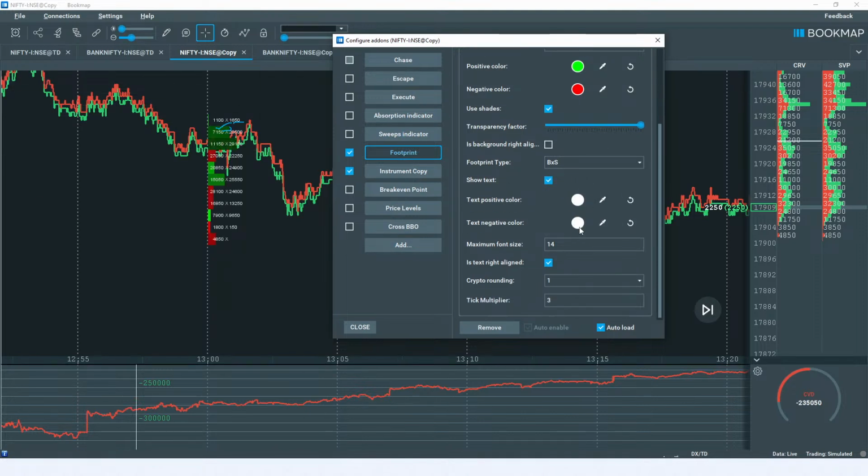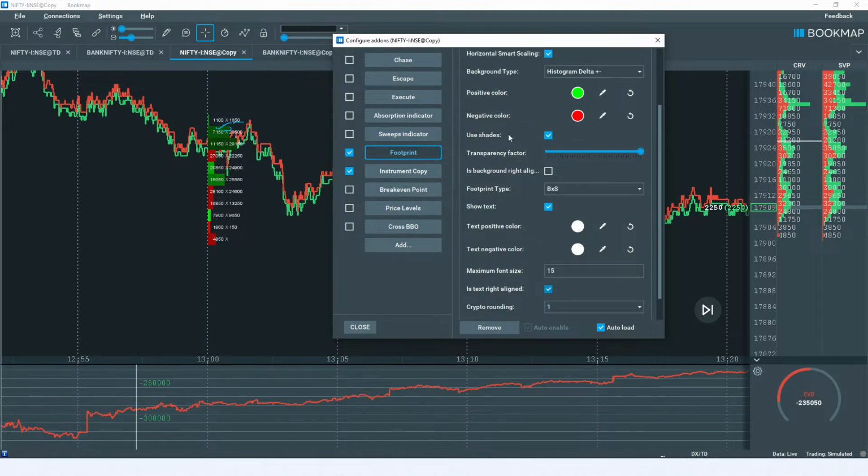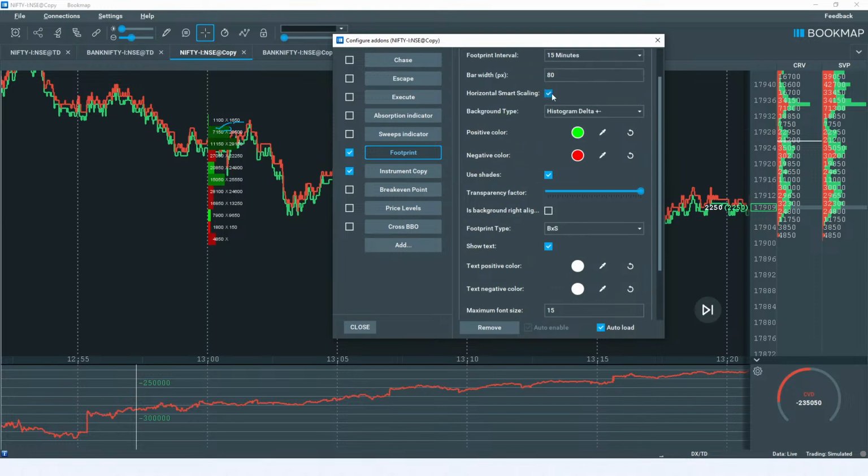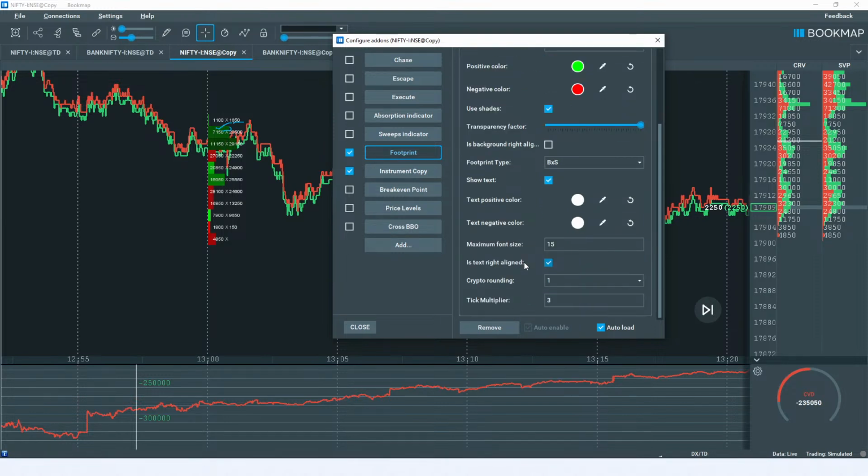If this is clear to you, then the text positive color and negative color you can change, if you intend to do that, here. And the maximum font size is 14. I haven't changed anything; this is the maximum font size. If you increase it, the font size will be increased also. And then we have each text right aligned, left aligned. It's similar to the right and left alignment that we have seen here. I haven't changed anything over here. It's a default setting.